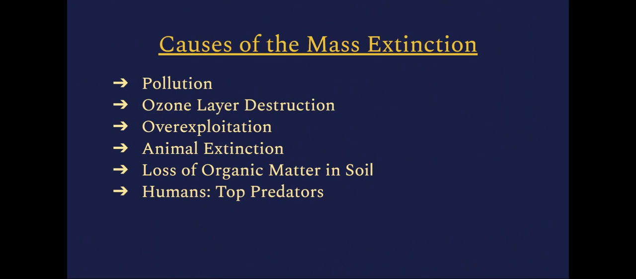Let's get to the bottom of this. There's an extinction, but why is it happening? There are tons of factors to an extinction, but major ones are pollution, ozone layer destruction, overexploitation, animal extinction, and loss of organic matter in soil. The underlying cause of all these factors is human activity.